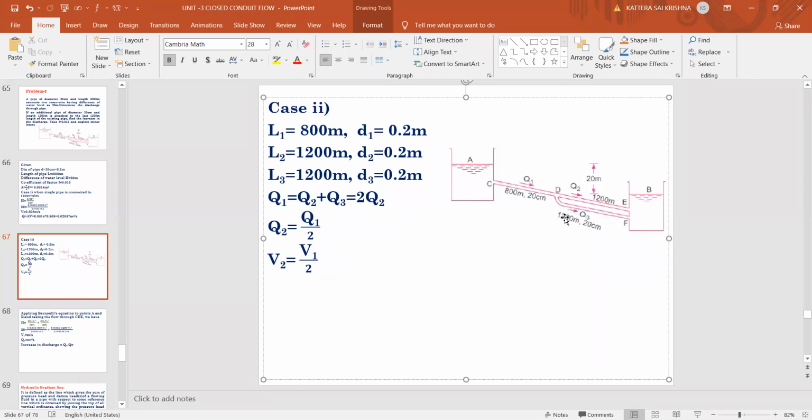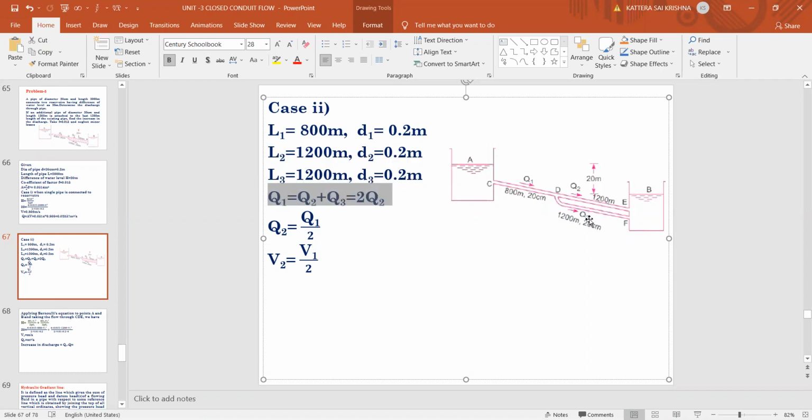So what I am writing here is Q2 plus Q3 is taken as 2 times Q2, either you can take Q3 or Q2. So 2 times Q2. So what is Q2 now? Q2 equal to Q1 by 2, right? From this. Any doubt here? Are you able to understand what I'm writing here?